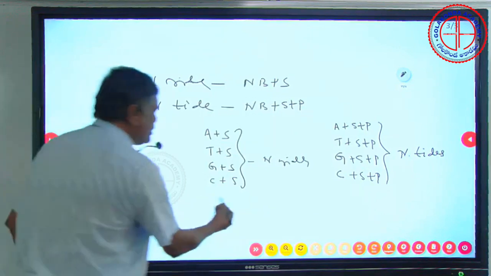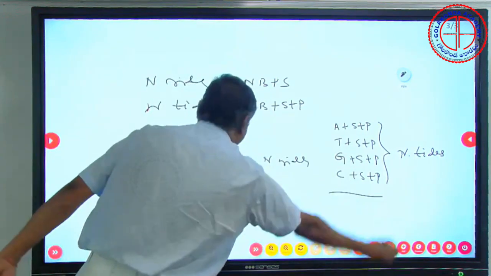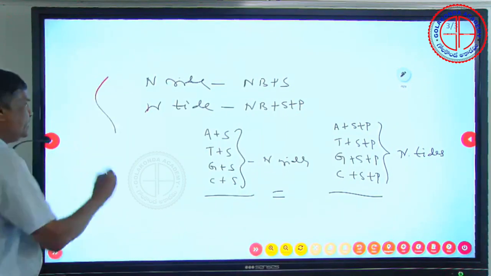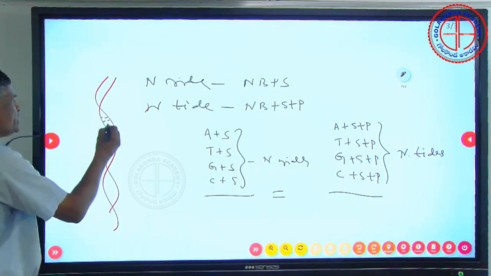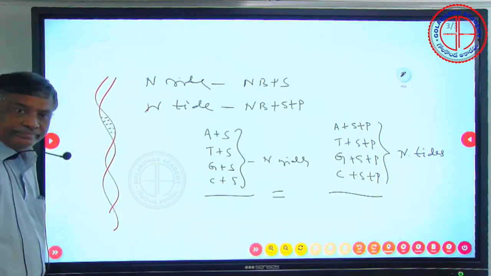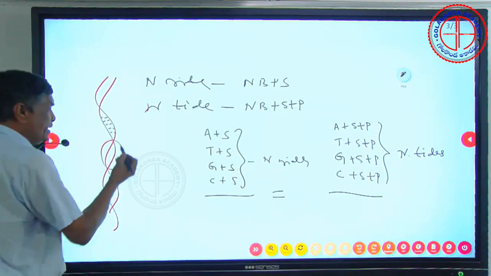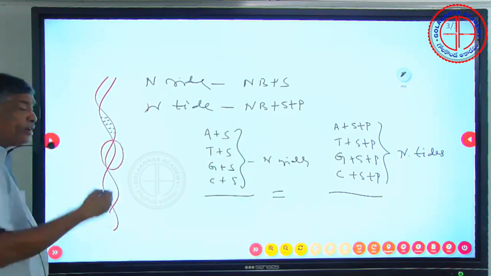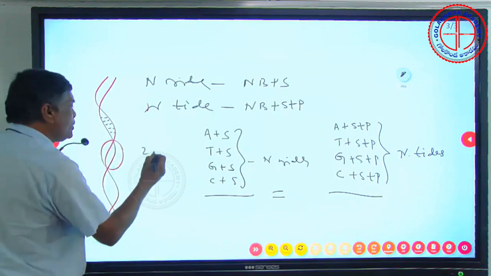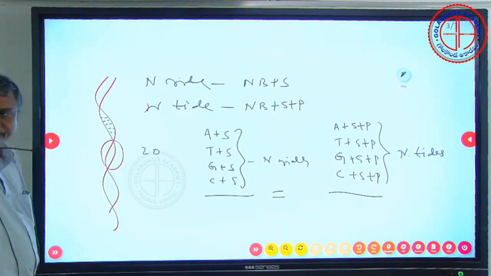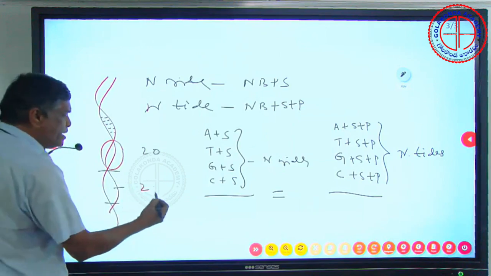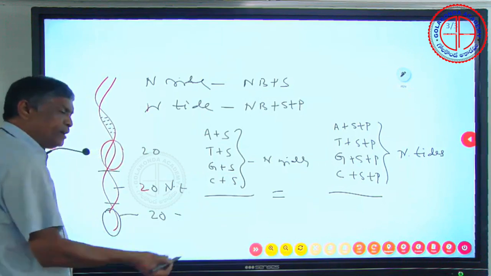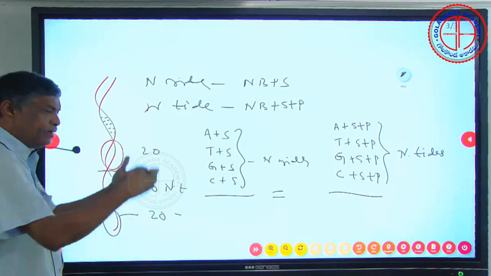The total number of nucleosides is equal to the total number of nucleotides. Which means the coil of DNA is filled with nucleotides like this. If you take any coil of the DNA, it is filled with nucleotides. How many nucleotides are enclosed in a coil? 20. This coil is filled with 20 nucleotides, and this coil is filled with 20 nucleotides. Any coil of the DNA is filled with 20 nucleotides.